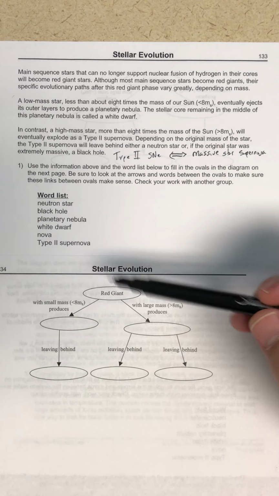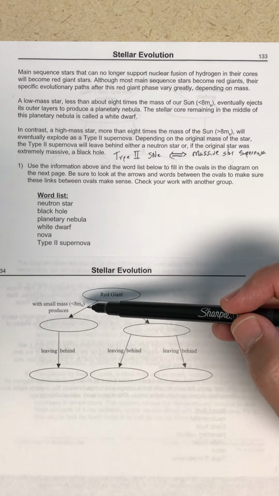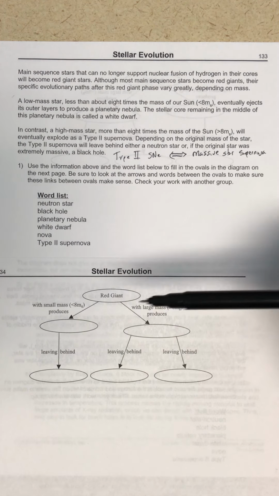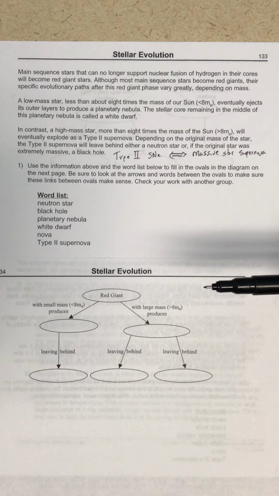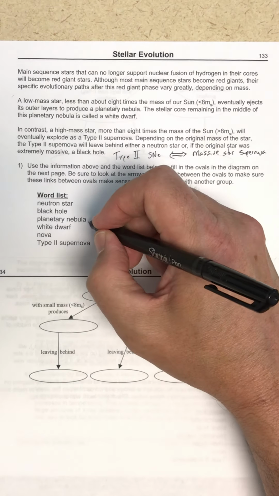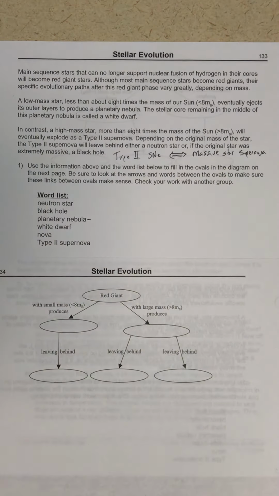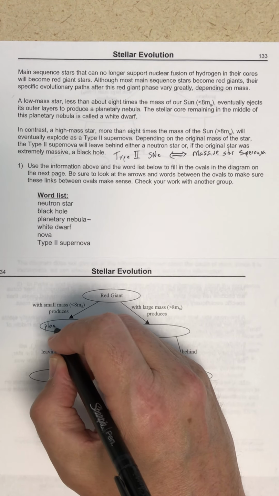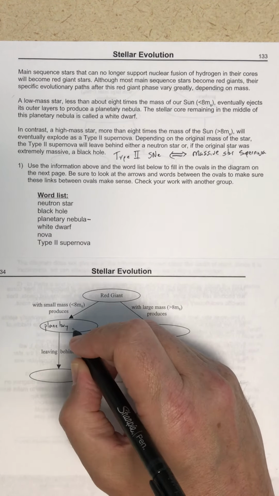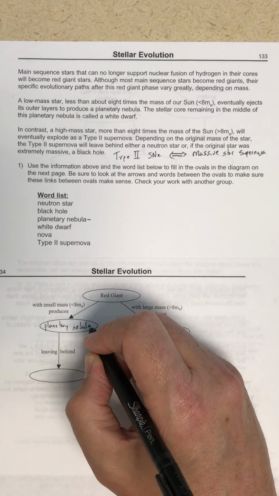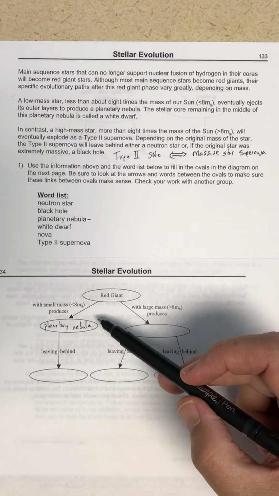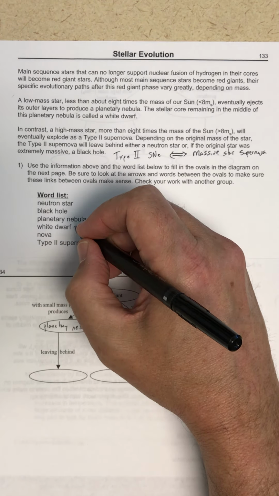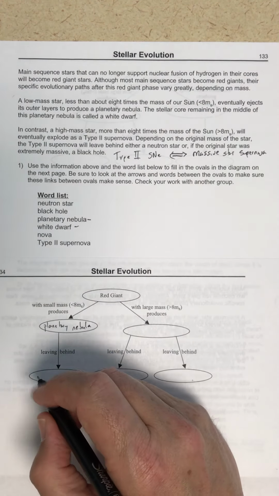I have a red giant with small mass, so less than 8 solar mass. That red giant is going to produce a planetary nebula. The envelope of the star is ejected, and then what is left behind, the center of the planetary nebula, is an inert white dwarf.